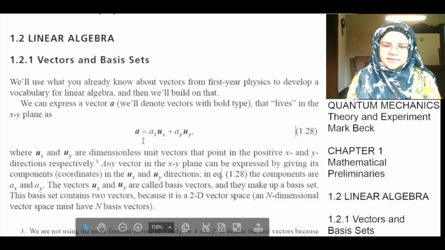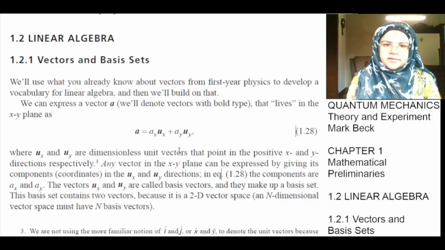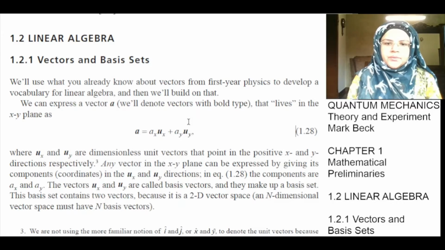A is a vector. A = ax ux + ay uy. Ux and uy are basis vectors. Ax is the component in the x direction. Ay is the component in the y direction. Since we are considering only a 2D vector space, we are only considering x and y components. In an n-dimensional vector space, we need n basis vectors.